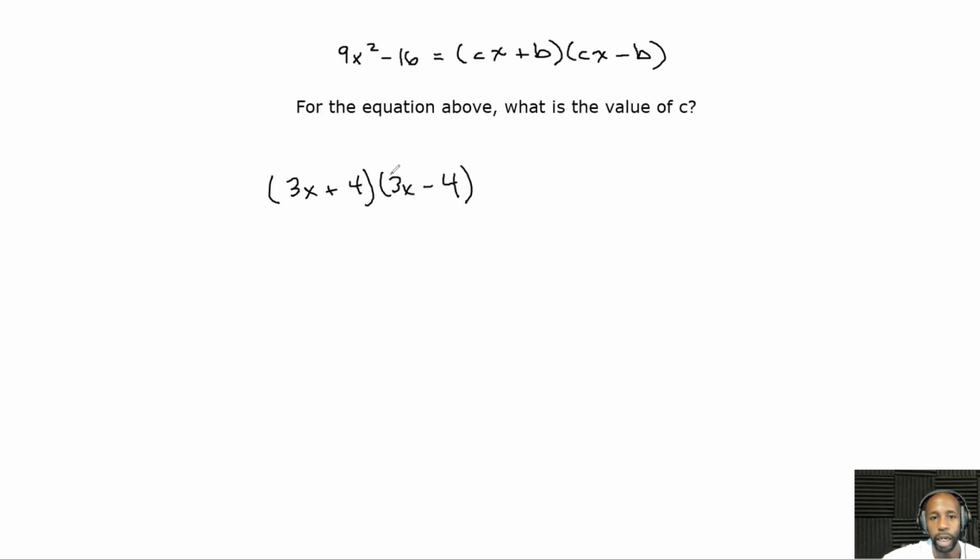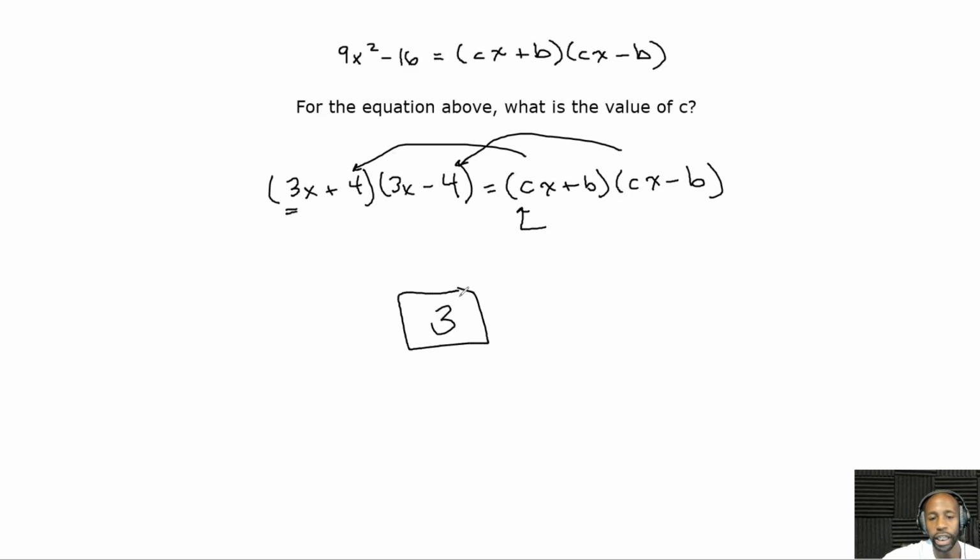9 minus 12 plus 12, then minus 16. That is equal to cx plus b, cx minus b. All you have to do to know what c is is check it out. These are in the same format as these with the variable. So you can basically interpolate that c has to be 3.